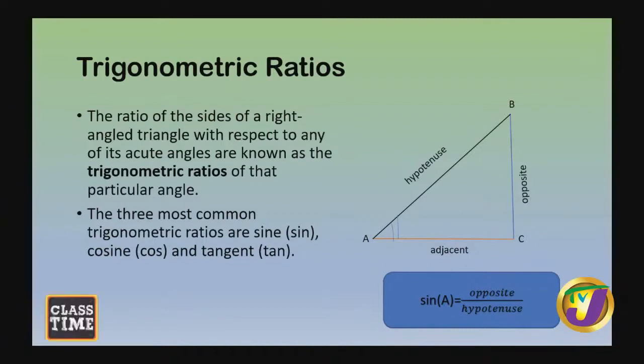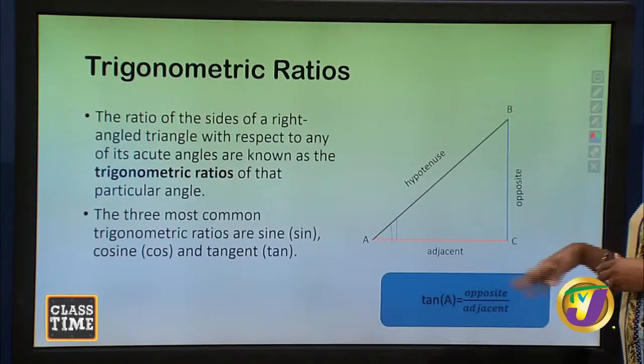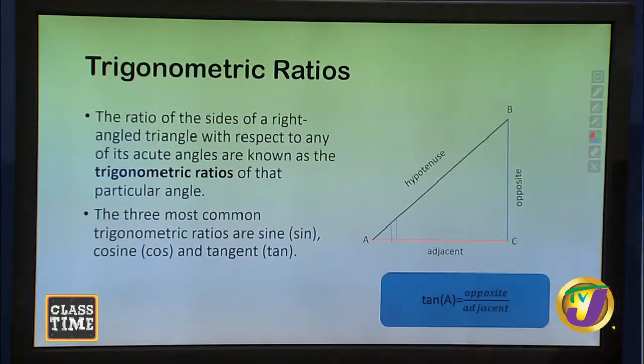The three most common trigonometric ratios are sine, abbreviated SIN, cosine, COS, and tangent, TAN. When we talk about sine, we're comparing the opposite and the hypotenuse sides of the triangle. Cosine of the angle is a comparison of the adjacent side and the hypotenuse. And the tangent is a comparison of the opposite side and the adjacent side. So we're talking about the ratios.